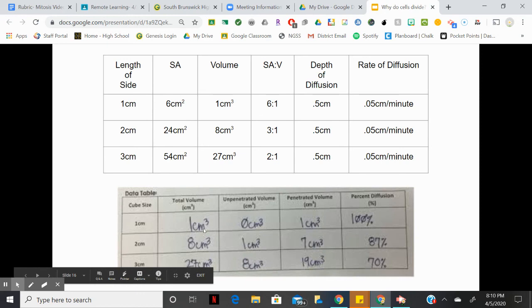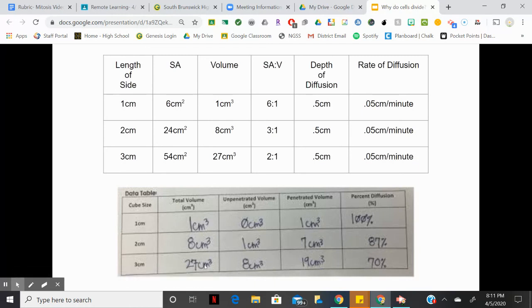So then you can actually calculate the percent diffusion. In the 1 centimeter cube, there was nothing left unpenetrated. The entire cell was pink, right? All 1 centimeter, the entire volume of the cell was pink. So we say it's 100% diffusion. In the 2 centimeter cube, 7 centimeters cubed was pink. There was 1 centimeter cubed worth of the volume of that cell that was still white. I'm sorry, I switched those. So there was 87% diffusion.